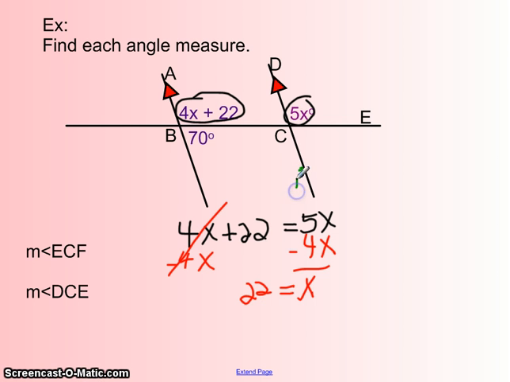Maybe F is supposed to be right down here. So ECF would be this angle right here. Well, notice that it's corresponding to the 70 degrees. So this angle would just be 70 degrees. I didn't even have to find x for that.